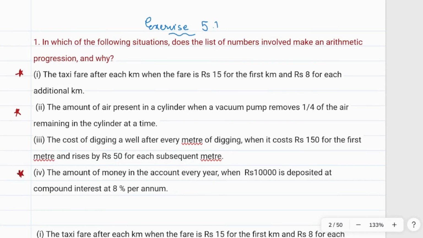Now let's do exercise 5.1. From there I have selected 3 questions. The first one: the taxi fare after each kilometer, when the fare is rupees 15 for the first kilometer and rupees 8 for each additional kilometer. For the first 1 kilometer it charges 15, and for any additional kilometer, rupees 8 will be added, once after the first kilometer.